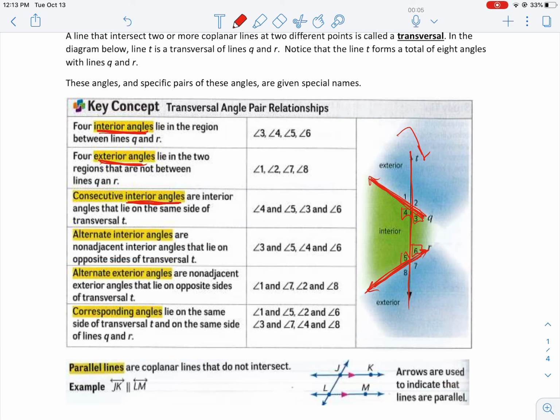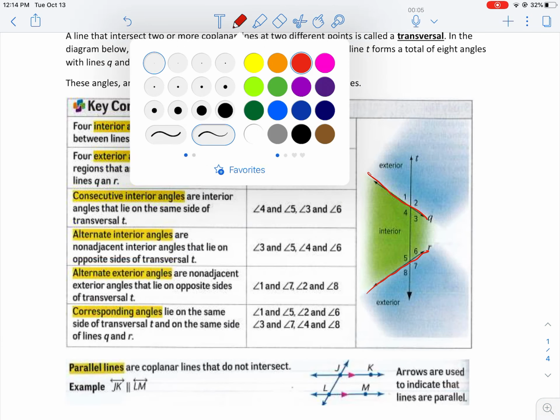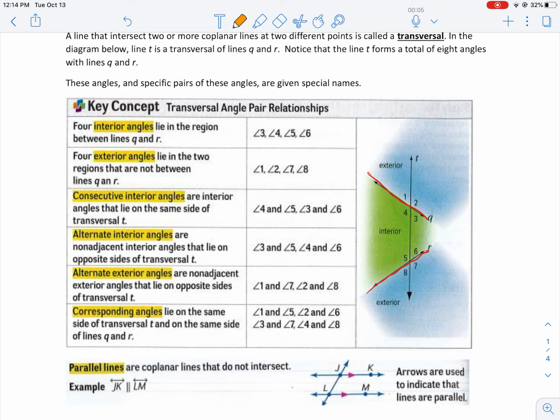Our next is the alternate interior angles. Again, we're still working with the interior, the ones in between, but we're alternating over the transversal line. So alternate interior angles are 3 and 5, and 4 and 6. Let me put some different colors on there. 4 and 6 are in pink. Again, they are alternate interior angles, so they're still interior, but they're on opposite sides of that transversal.